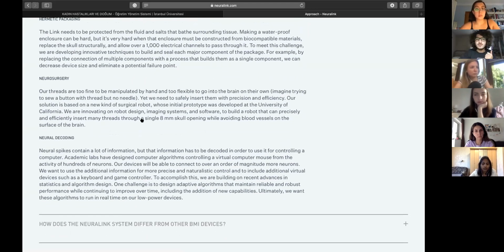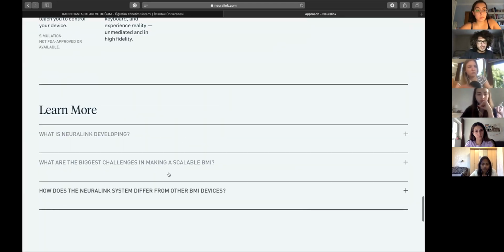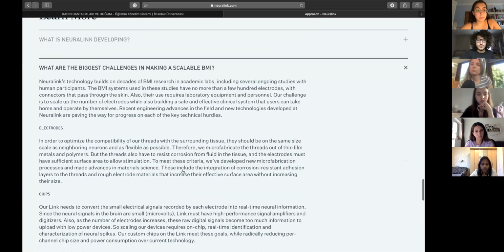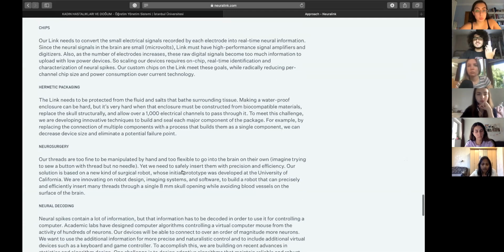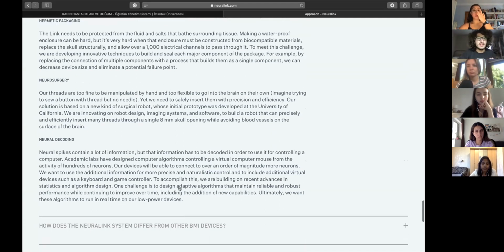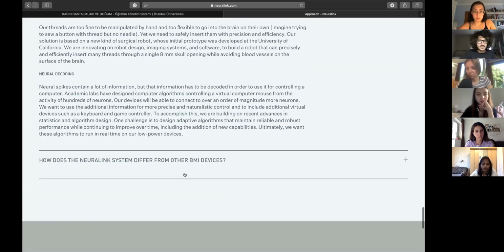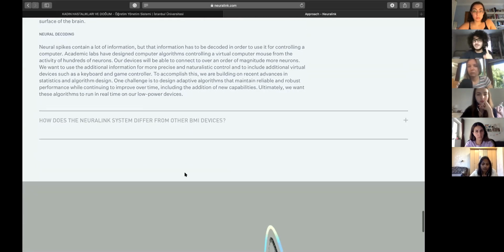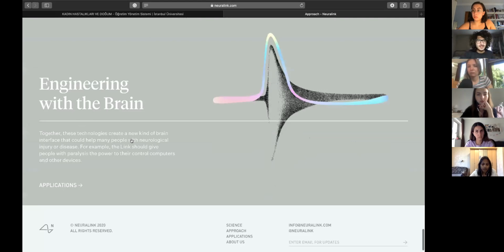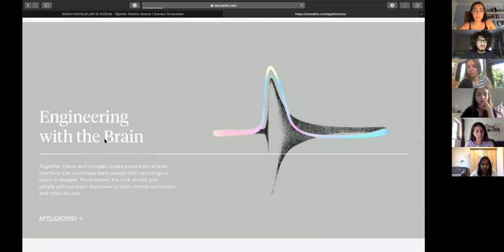I'd say that it's only a single 8mm skull opening, but again, it is surgery. So it is surgery, and surgery itself is a hard thing, and it's brain surgery. It's not a simple surgery here. And also the neural decoding is important itself. So again, I'm coming to the point that I want to create the discussion. So let's just move to the engineering with the brain part.